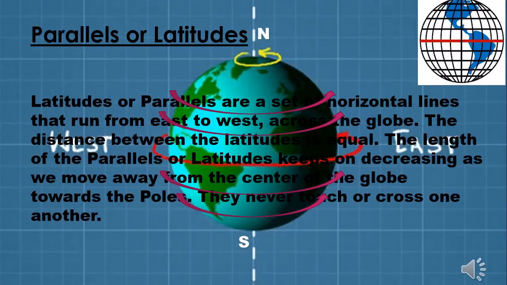Here, children, parallels or latitudes. When we look at a globe or a map, we notice that Earth is covered by many vertical and horizontal lines. These are imaginary lines. The latitudes are measured in degrees. They are a set of horizontal lines that run from east to west across the globe. The distance between the latitudes is equal and they are also called parallels of latitudes.